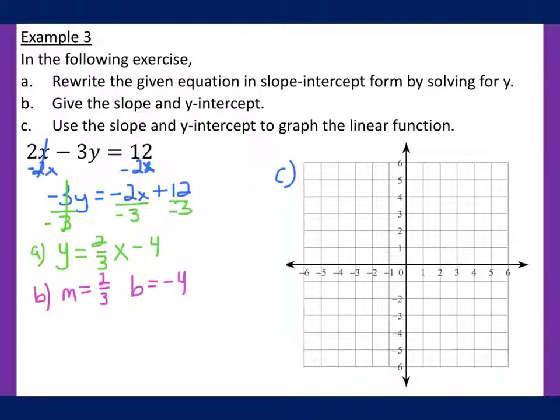So I start with my y-intercept, which is at negative 4, and then I look at my slope. My slope is up 2, right 3, which goes to here, or I could go the other direction. I could go down 2, left 3, draw my point right there, and then it's simply the line that goes through those points.